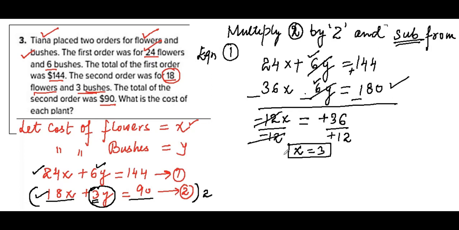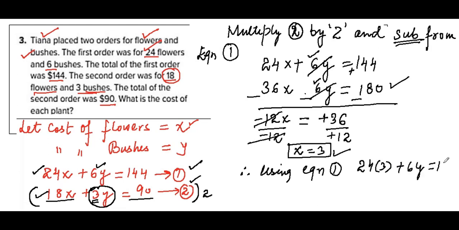Now you can substitute 3 in any equation, number 1 or number 2. I'm using equation number 1. So using equation 1, substitute x as 3 here. So 24 times x, which is 3, plus 6y is equal to 144. So multiply 24 with 3, this will be 72 plus 6y is equal to 144. Minus 72 here, minus 72 here.